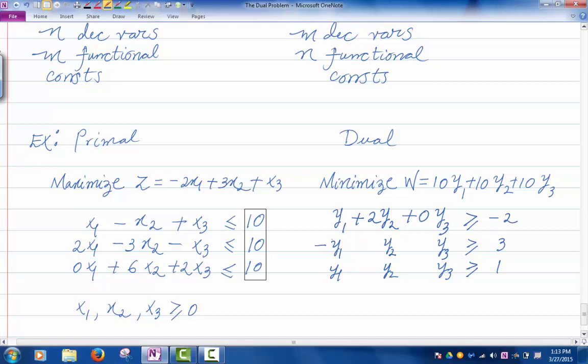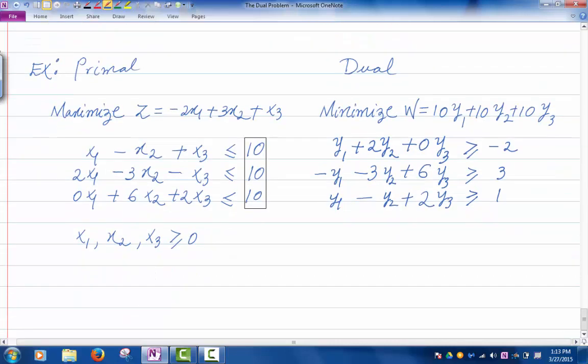Thus, the coefficients of x2 will become -3 here and then plus 6. So those are the coefficients of x2. The coefficients of x3 are 1, -1, and 2. So that's how I write down the functional constraints. And of course, all the dual variables are non-negative as well.